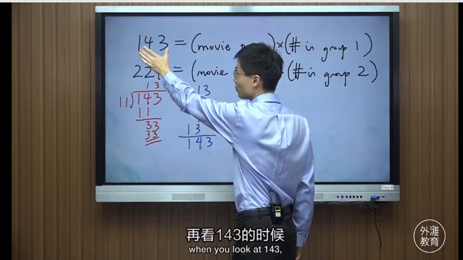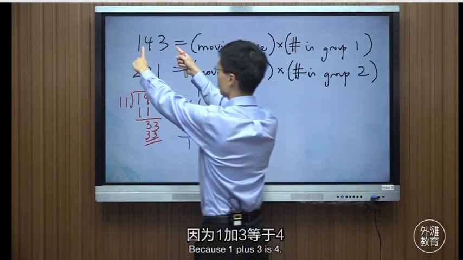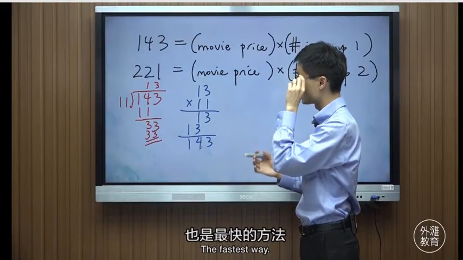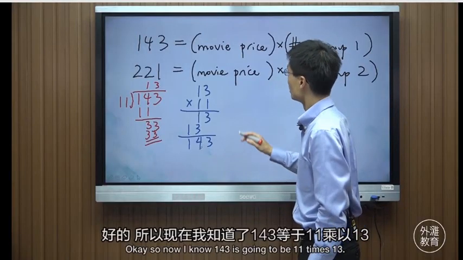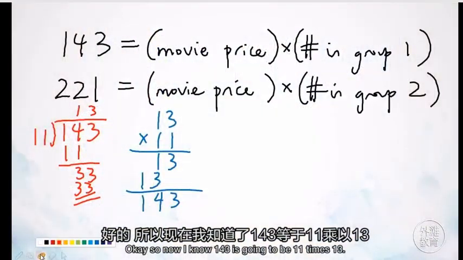Actually, if you know that, when you look at 143, you can also see that it's divisible by 11, because 1 plus 3 is 4. That's actually how I would have done this question the first way, the fastest way. Okay, so now I know 143 is going to be 13 times 11, 11 times 13.